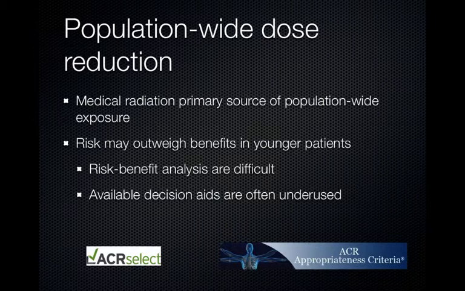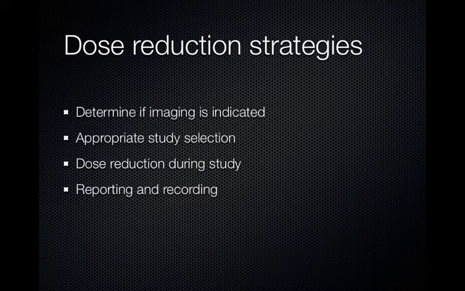There are decision aids such as ACR Select, which is based on the ACR appropriateness criteria, which can help weigh the benefits and risk of performing an imaging procedure. However, these are often underutilized. In order to minimize radiation dose not only to a specific patient, but to the overall population, it is necessary to determine if an imaging study is truly indicated, which is the appropriate study that will give the most information that will best benefit the patient.